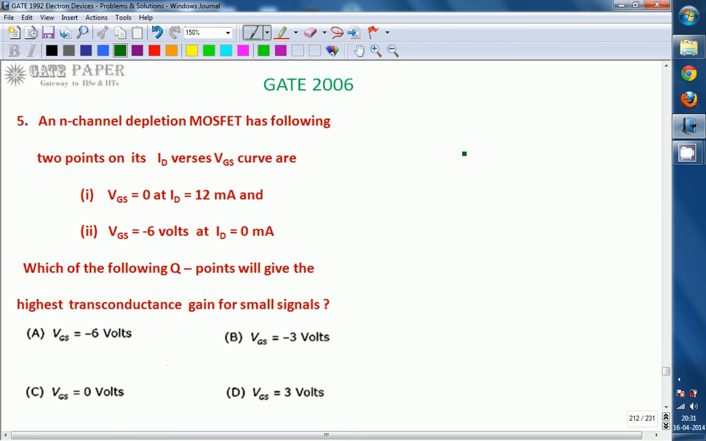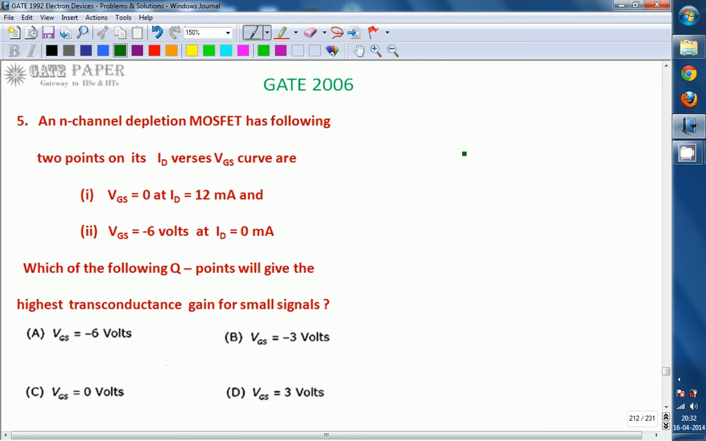We are discussing the GATE 2006 ECE paper, and this question is related to electronics. An N-channel depletion MOSFET has the following 2 points on its ID versus VGS curve. ID versus VGS curve means transconductance characteristics, that is, transfer characteristics. The first point is VGS equal to 0 at ID equal to 12 milliamperes, and VGS equal to minus 6 volts at ID equal to 0 milliamperes.